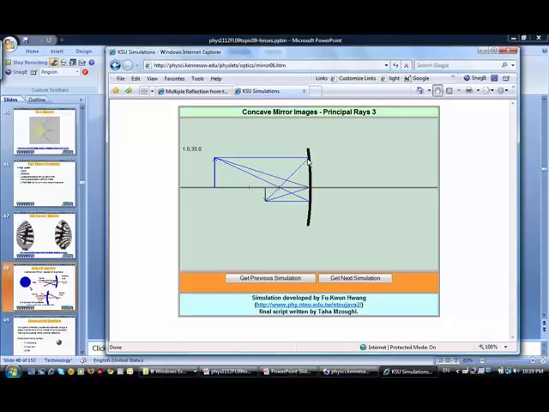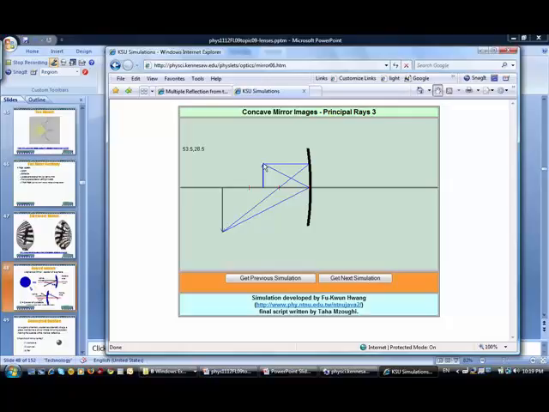The parallel going through the focus, the one through the center reflected with the same angle, the one passing by the focus coming out parallel. So all three beams are meeting here, so they form an image there. Of course, there are more than just these three beams, but these are principal rays to help show us what happens.